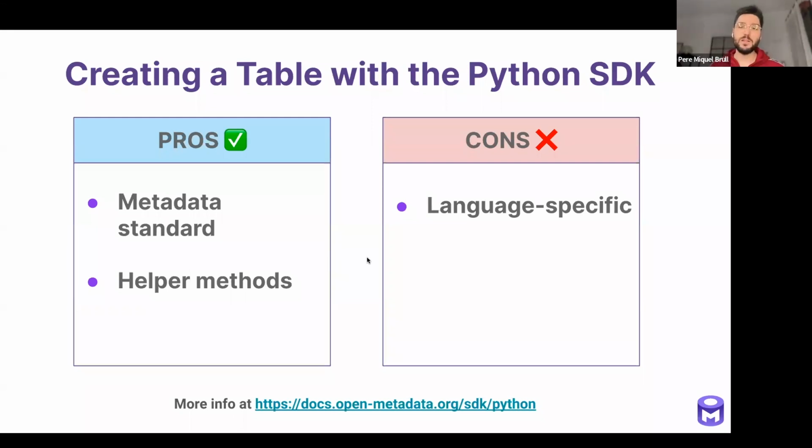And what's the con? That it's language specific. If you don't want to use Python, or you don't have any Python environment or Java environment to run all of this logic, then maybe you are better off using the API directly. But again, this depends on your use cases. This depends on the context of the solution that you are going to build using all of these API automations.